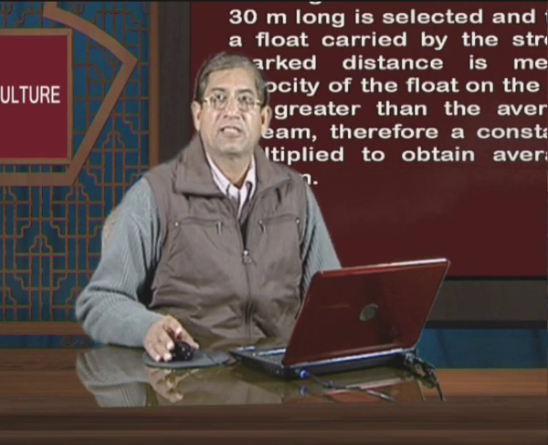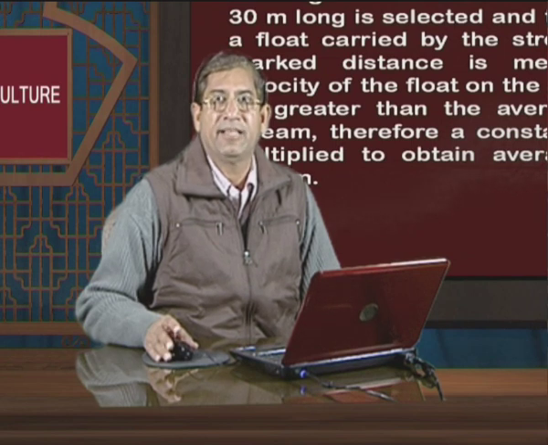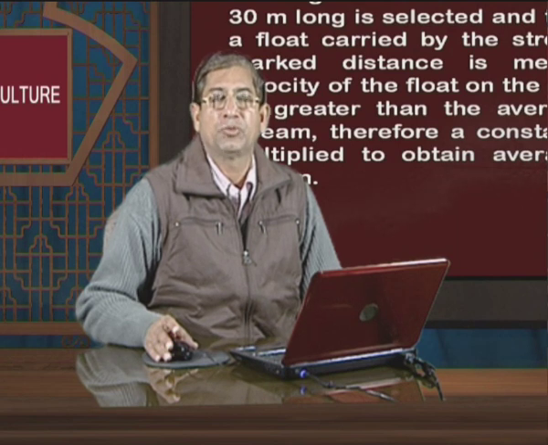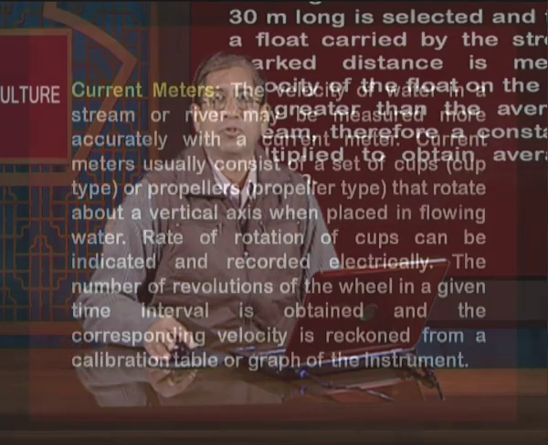And since the velocity of water at the surface is less in comparison to the velocity of water at deeper layers, therefore, the factor 0.85 is used to multiply for the average velocity of water by the float method.